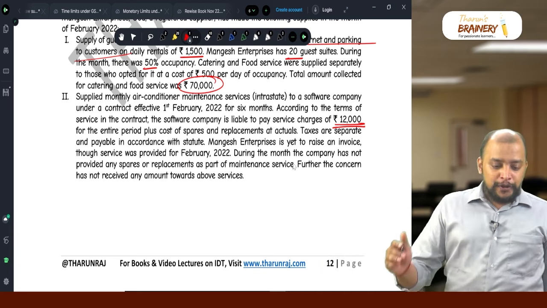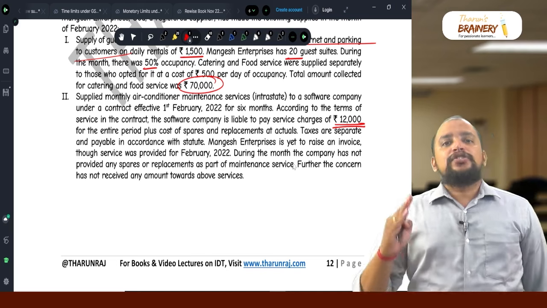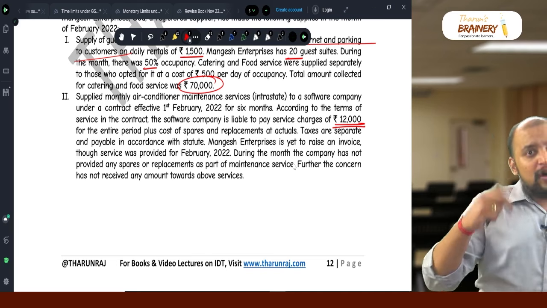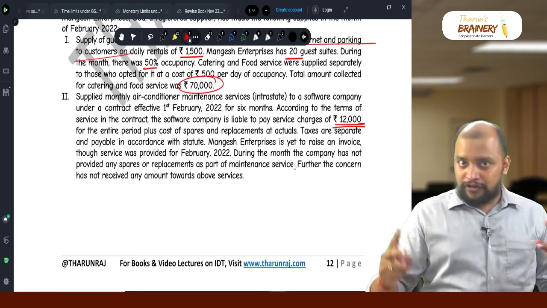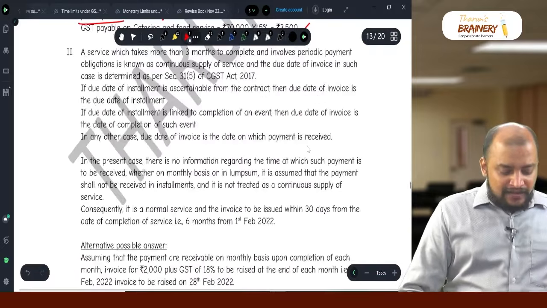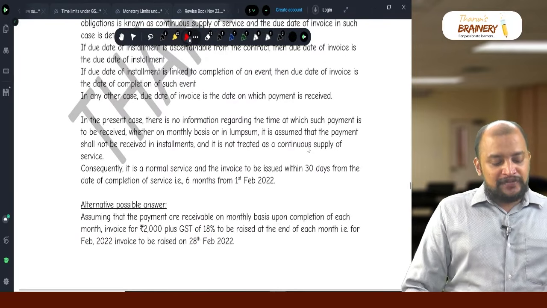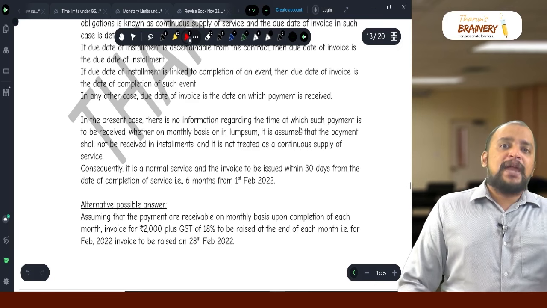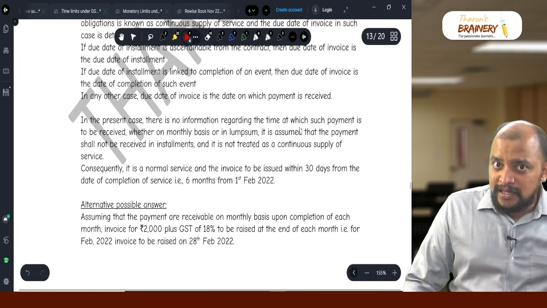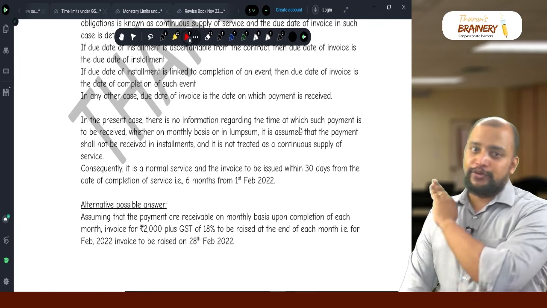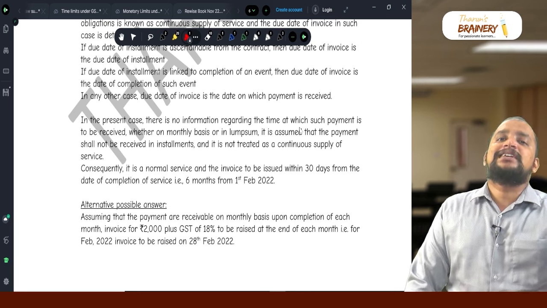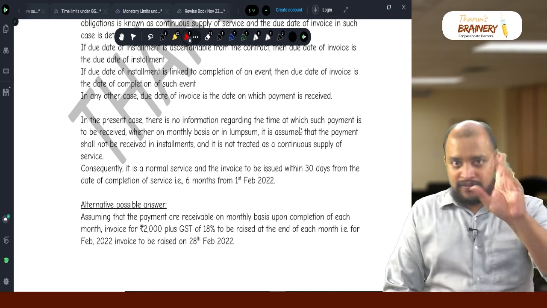So due to that reason, there are two alternative answers that are possible for this. Either we can take it as a continuous supply of service, wherein the payments are receivable on a monthly basis. So 2000, 2000, 2000, 2000 like that, plus that month whatever is the spares actuals. That way we can take.